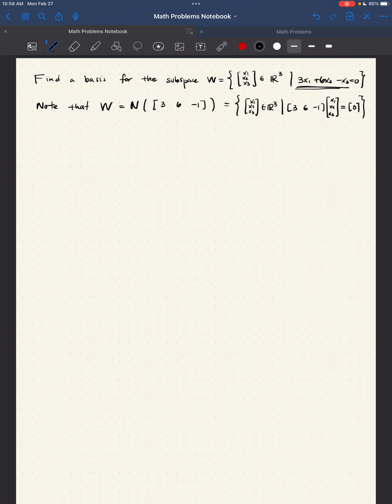So let's row reduce. First augment and row reduce. So we have 3, 6, -1, 0. Then from this point, multiply the first row, which is the only one, by 1/3 and obtain 1, 2, -1/3, 0.